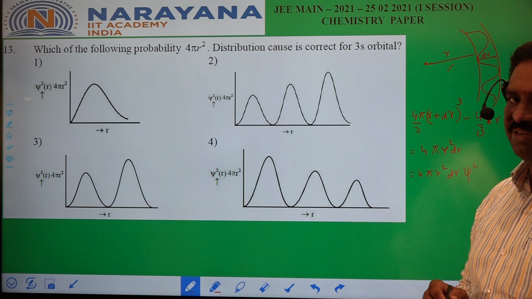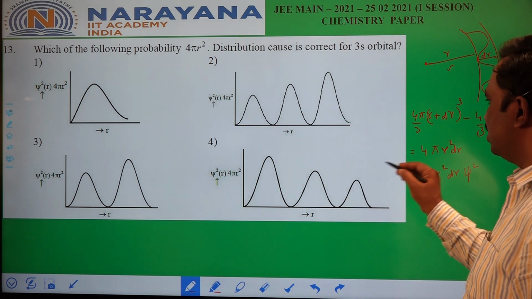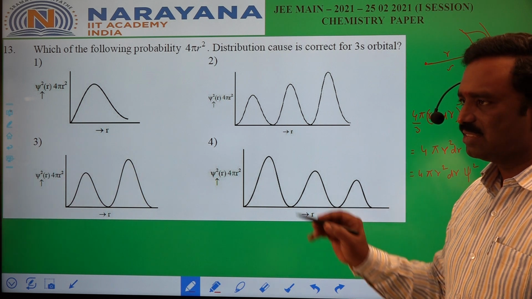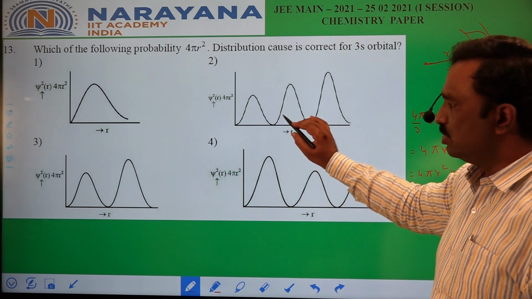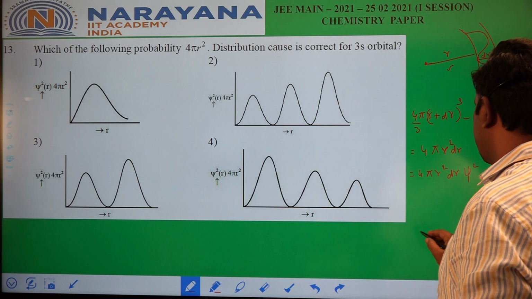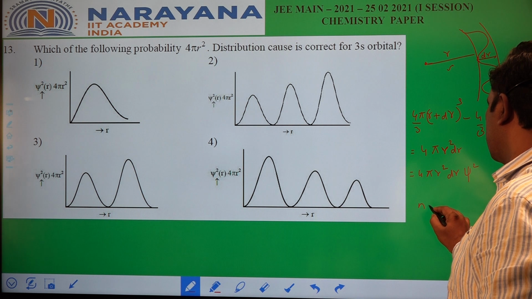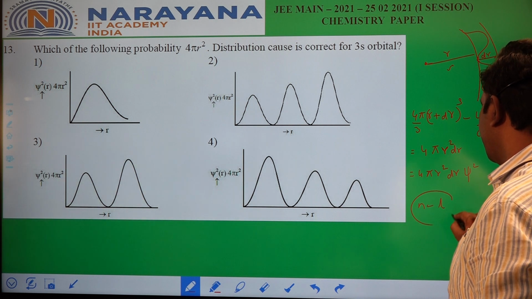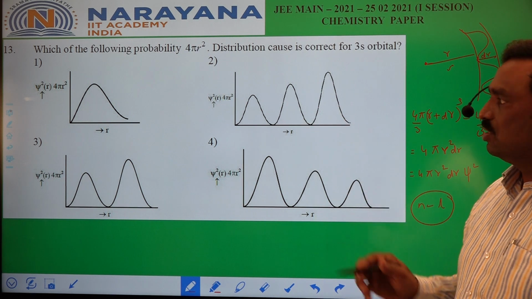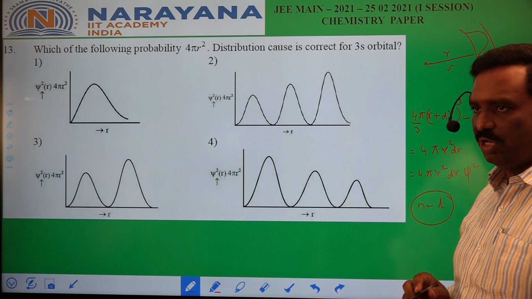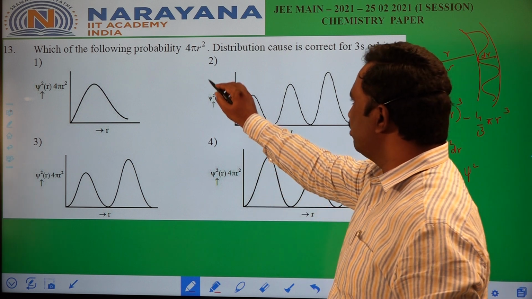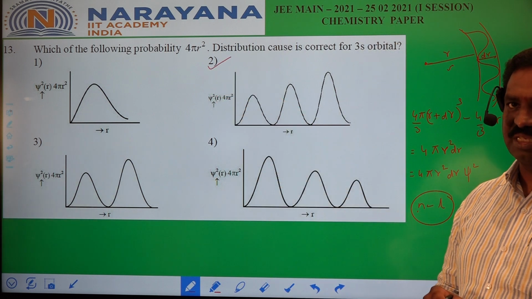Now this is also called the radial distribution function. This value versus distance from the nucleus, if the graph is drawn, gives the peaks that indicate the position of the electron from the nucleus. The number of peaks obtained in this is always equal to n minus L. N minus L is the value that indicates the number of peaks here. So for the 3s orbital, the L value is 0. So 3 minus 0, so 3 peaks. So we can identify that the second option is correct.